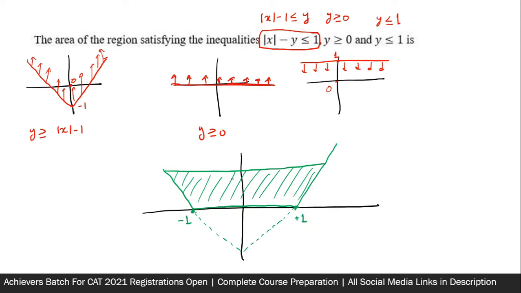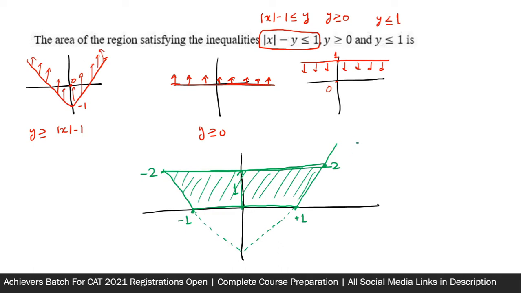Okay, and the line parallel to x-axis, this line is y is equal to 1. So if you put y equal to 1 in this graph of y equal to mod x minus 1, you get the values as minus 2 and plus 2. And we very well know that the height of this is 1. So I think we can understand that this is a trapezium whose parallel lines are 4 and 2 units long, and the distance between the parallel lines is 1.